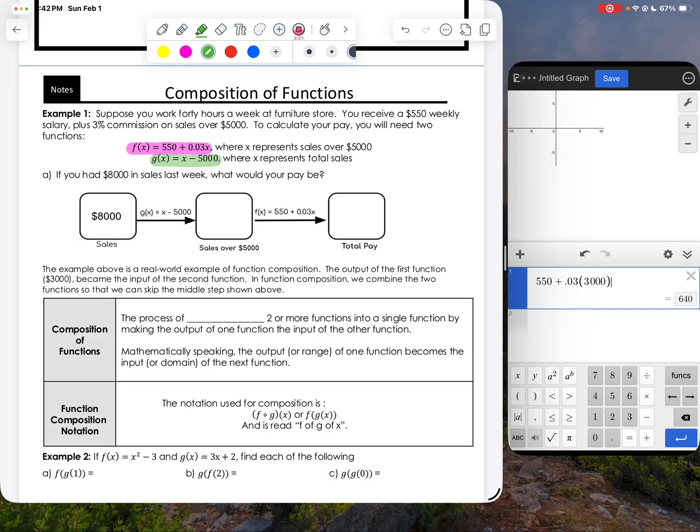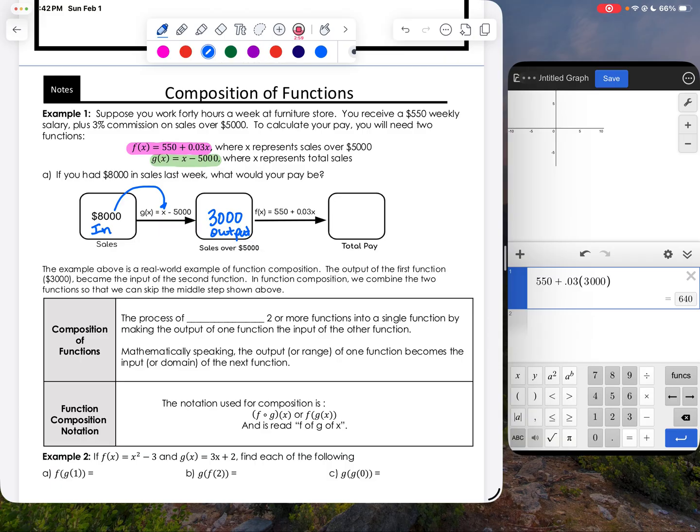So the first thing we're going to do is take this $8,000 and input it into our first function, which is g of x. So g of x was the function x minus 5,000. So if my input, or my x value, is 8,000, well, 8,000 minus 5,000, we would get, for our output, $3,000. So this was your input, this was your output, okay? The 3,000 was your output.